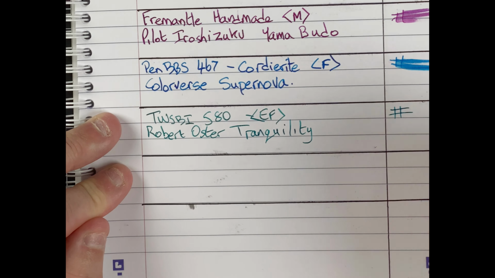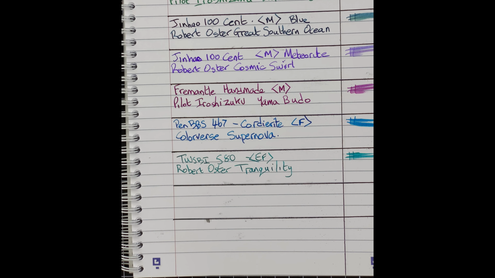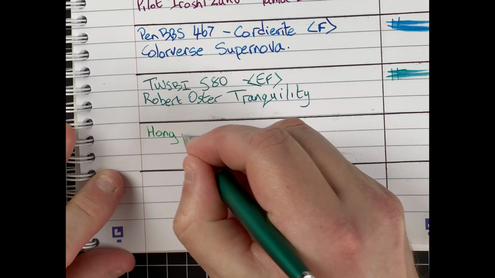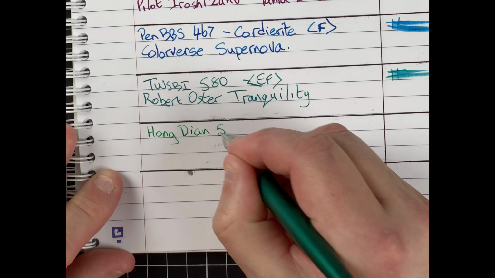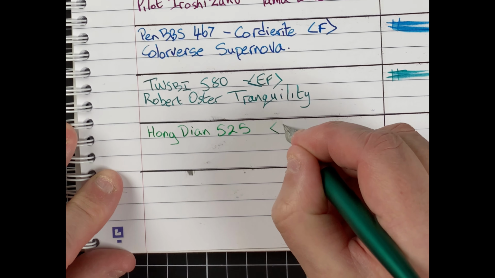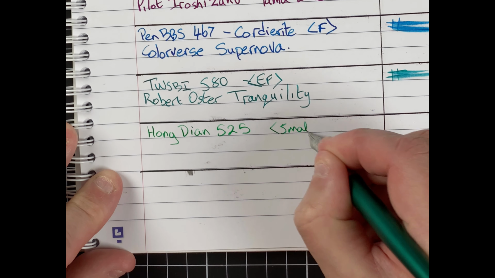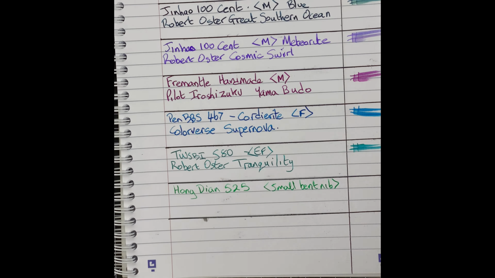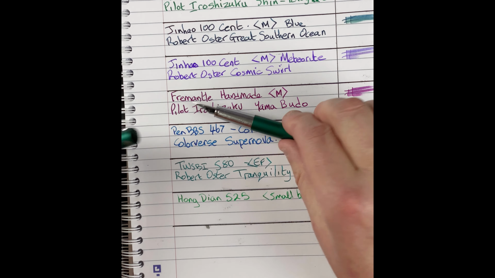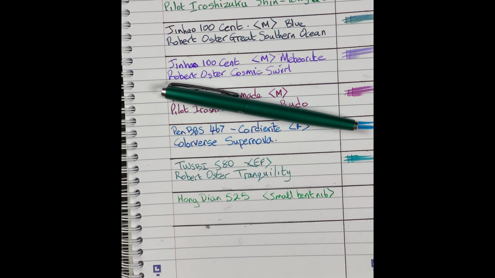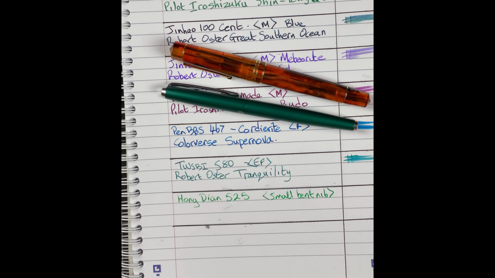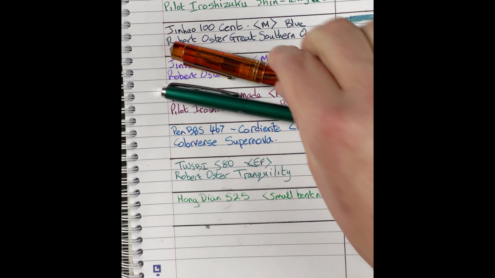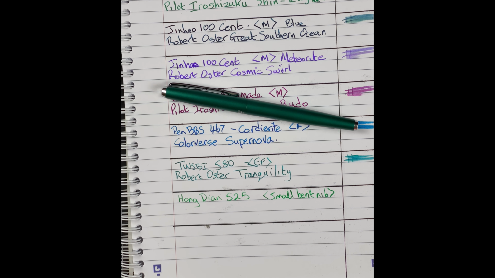So we're nearly there. Two more pens to go. The next two pens are both by the same company, which is Hongdian. The first one is the Hongdian 525. And this has got a small bent nib. I mean, look at this. It's such a small pen. We'll put the lid on. I'm just going to fetch in that first M800 just for a quick comparison. Look at how much thinner it is. It's a cartridge converter pen, but it's really nice.